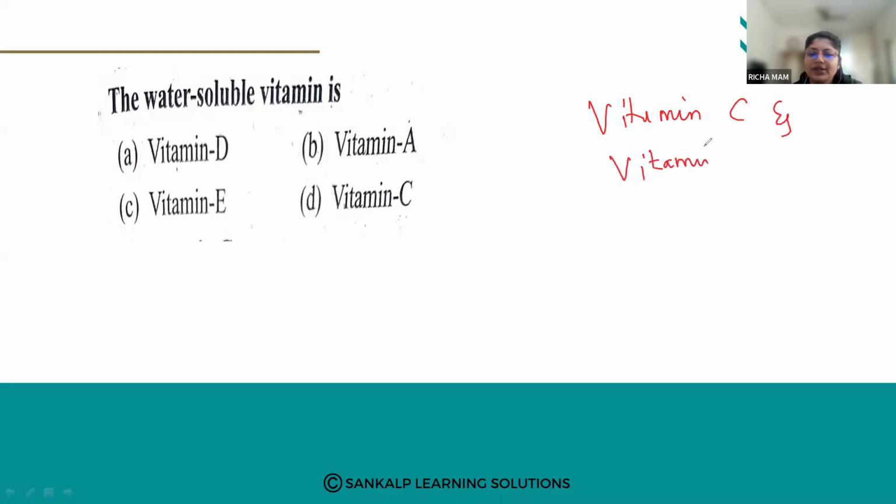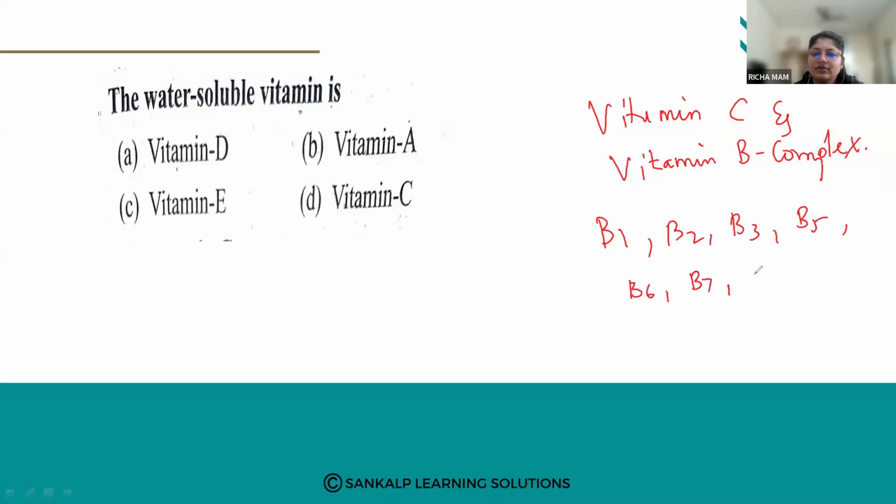Vitamin B complex, these are the water soluble vitamins. So vitamin C and your vitamin B complex, that is B1, B2, B3, B5, B6, B7, B9 and B12. These are the water soluble vitamins. Which is the water soluble vitamin? Vitamin C. Vitamins A, D, and E are the water insoluble vitamins. Vitamin C is water soluble, so option number D. Let us go for the next one.